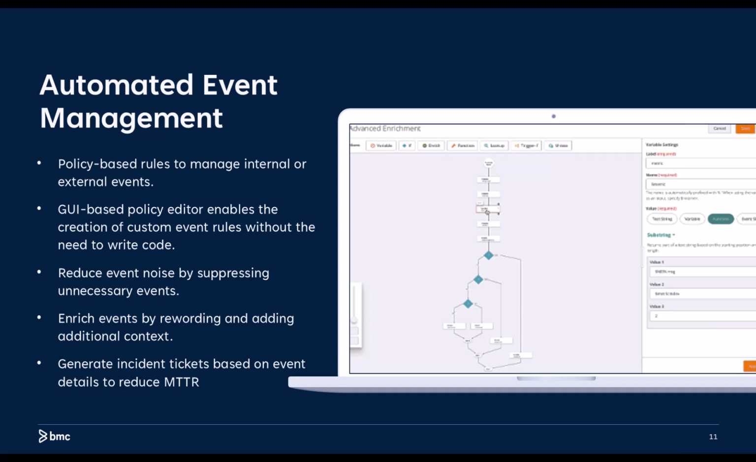It can also allow me to enrich those events and to add additional context to failures, so I can be sure that when I do get an event, it already contains all of the necessary information that that team is going to need to start resolving the problem.